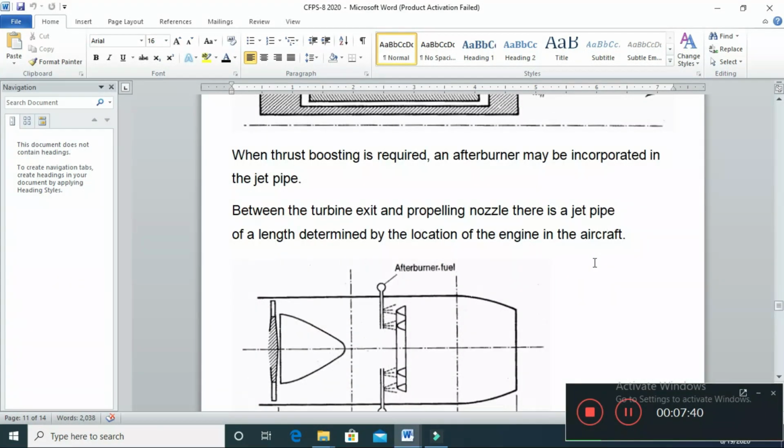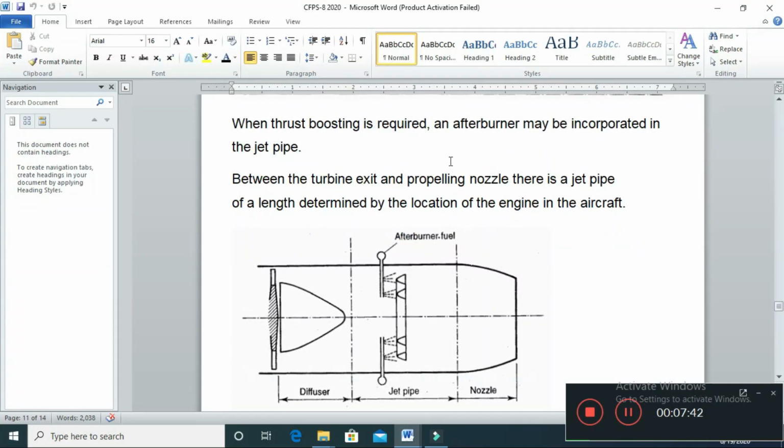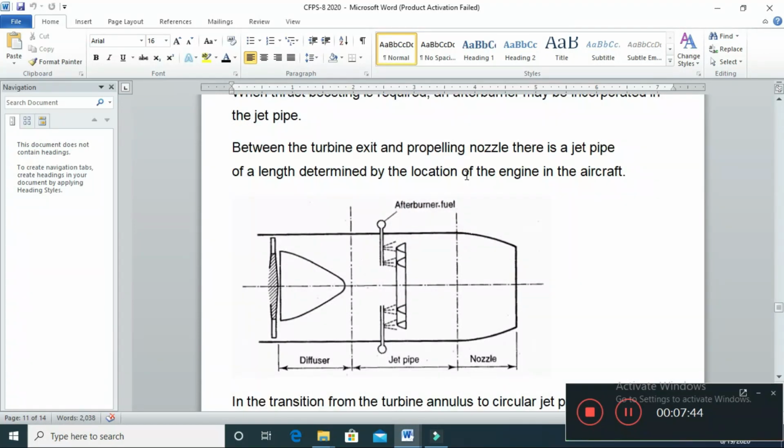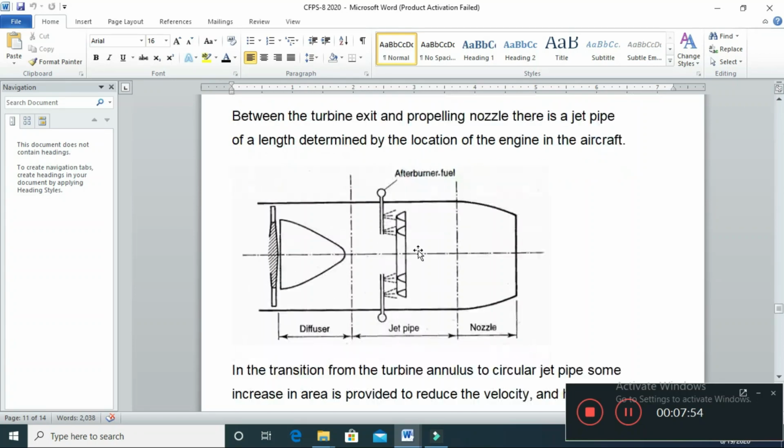In the nozzle section sometimes an afterburner is used. The purpose of the afterburner is to increase the thrust by adding more fuel. The addition of fuel results in an increase of temperature and an increase of the thrust value.